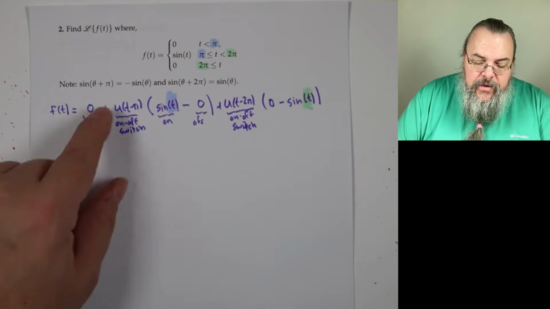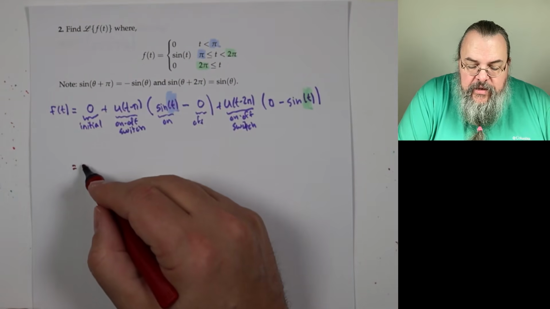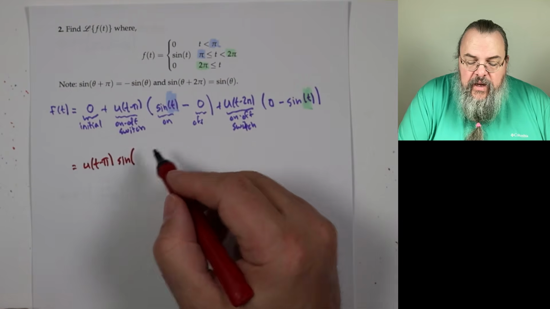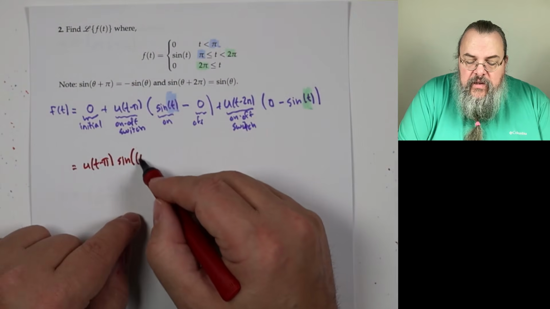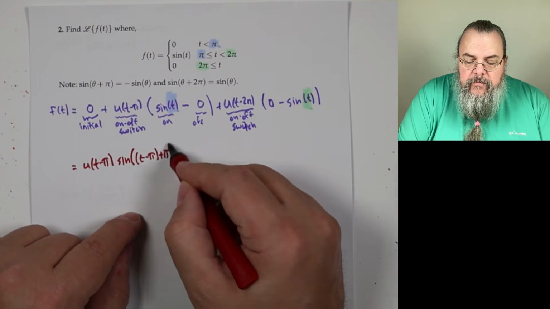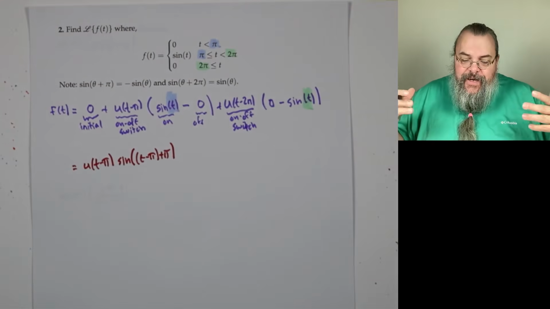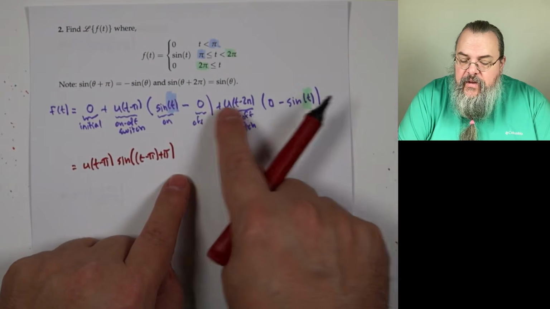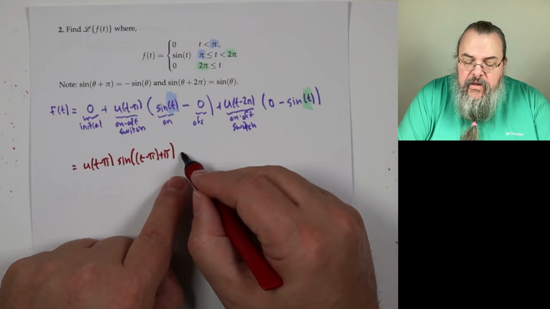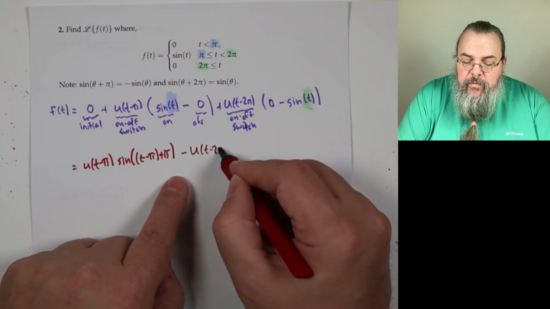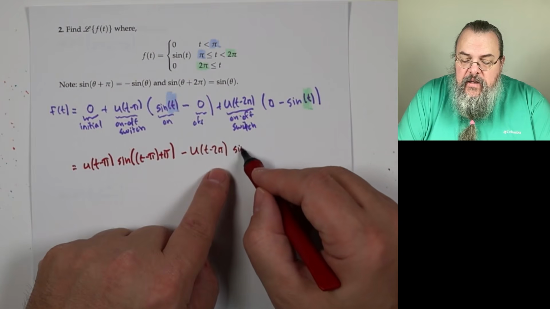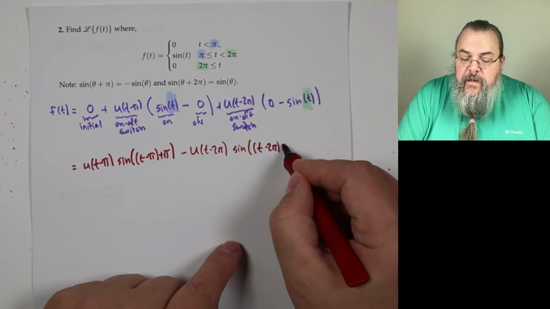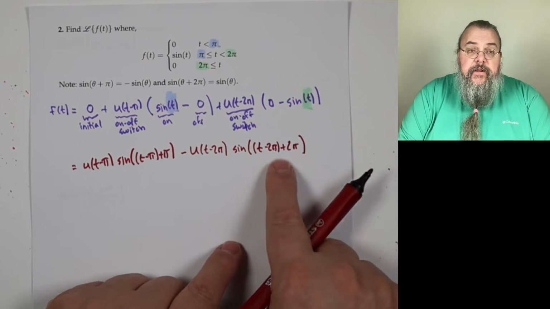We're going to rewrite it in a more convenient way so that we have consistency. All right, so here we go. We don't need to put that in. This is u of t minus pi. And now, what is sine? Well, I can write sine of t as sine of t minus pi plus pi. It's a true story. And now here I have plus, and there's a minus, so I'll pull the minus out. Minus u of t minus 2 pi, and this will be sine. I'm going to do something similar here, except 2 pi: t minus 2 pi plus 2 pi. Again, that's sine of t.